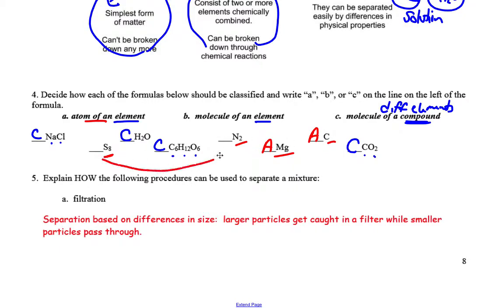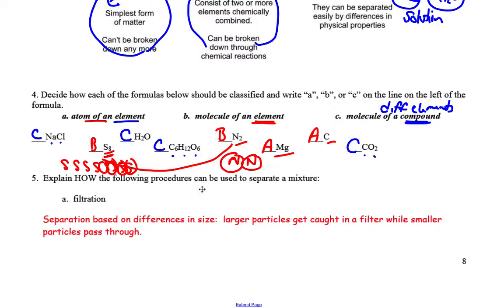These two are molecules of an element. This is a molecule. It's an N bonded to an N. They're bonded together, but it's the same element. So it's B, a molecule of an element. Over here, I don't want to draw 8 of them, but if you could picture 8 sulfurs all bonded together, that's B, a molecule of an element.